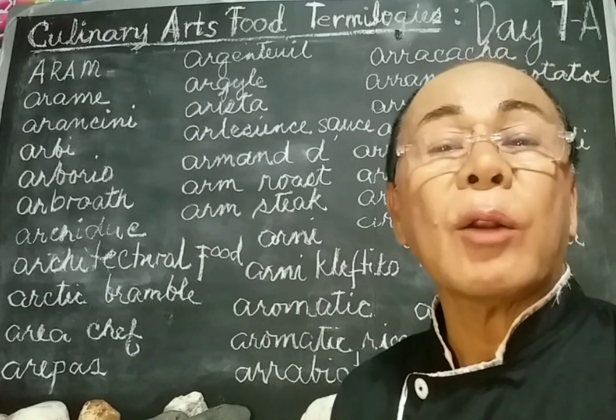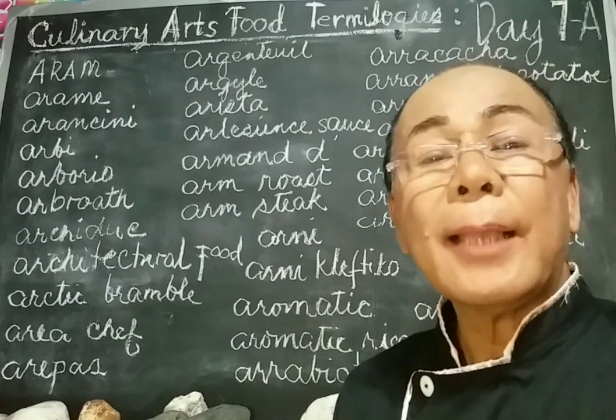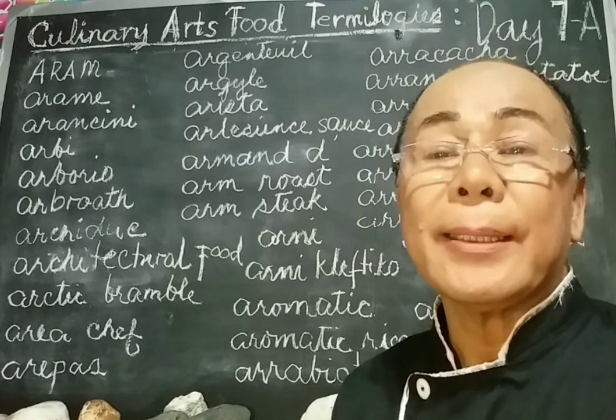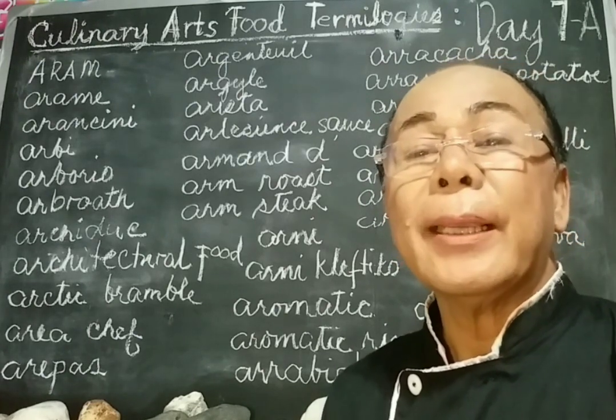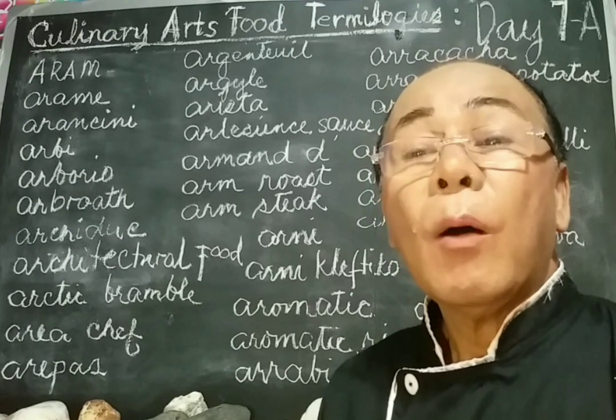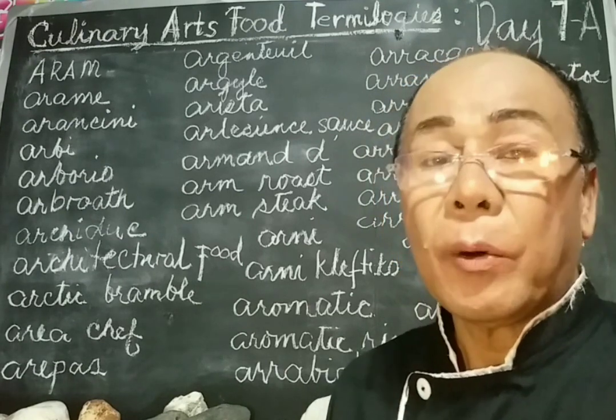Next word we have the arroz con costra. This term refers to a Spanish dish consisting of rice and meat flavored with tomato, saffron, butifarra, and white wine and topped with an egg crust.